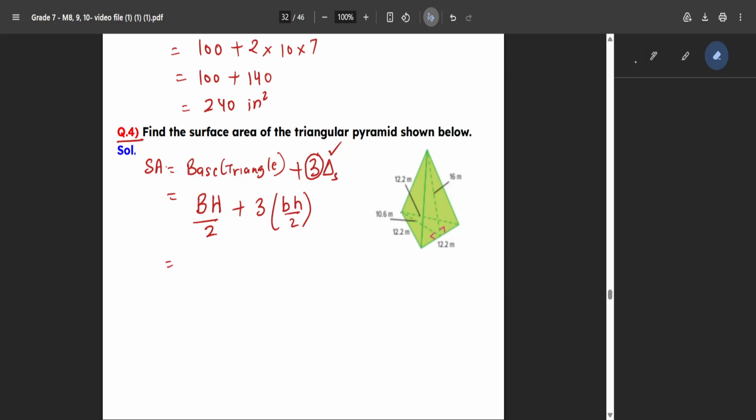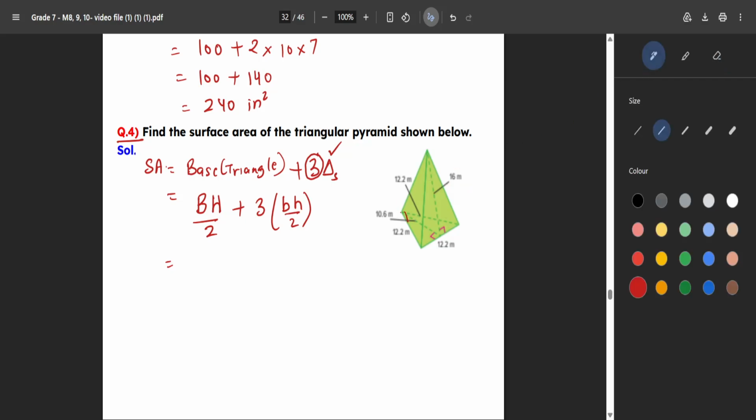So let us find the area of the base first. The base area here, this one. The base is how much? 12.2, and the height, this one is the height. Height is how much? 10.6. So I will say 12.2 times 10.6 divided by 2 plus 3 times. Okay, what is the base again? Base is again 12.2 times the height for this triangle, which is 16, times 16 over 2.